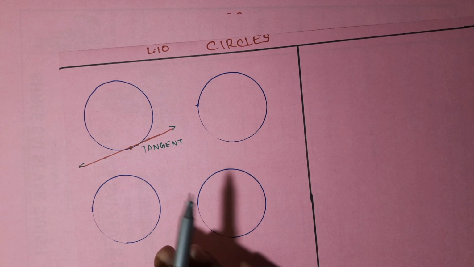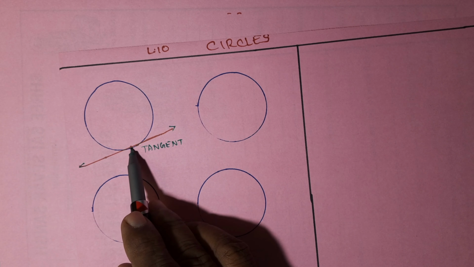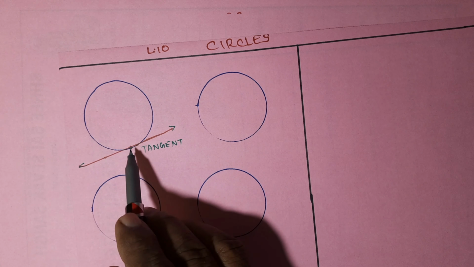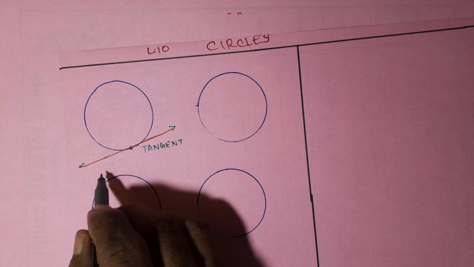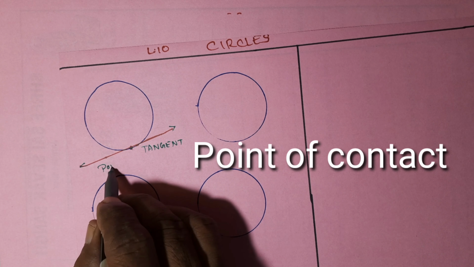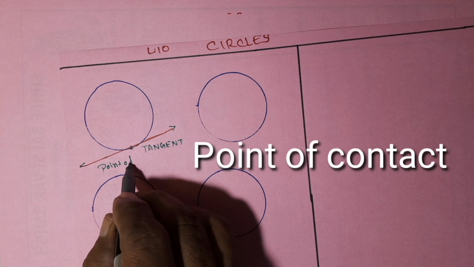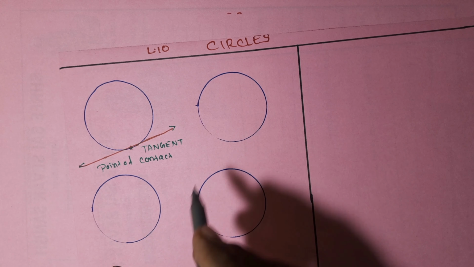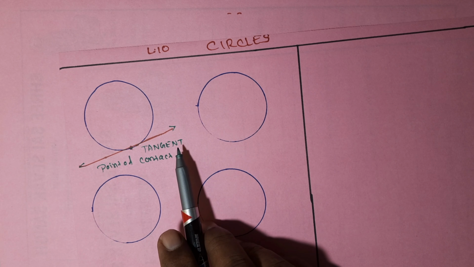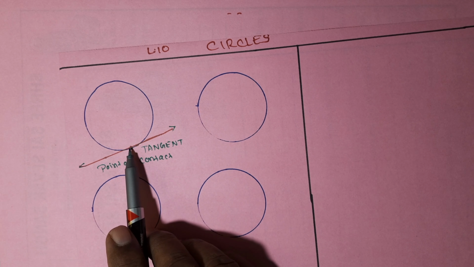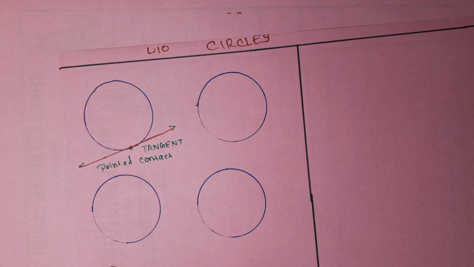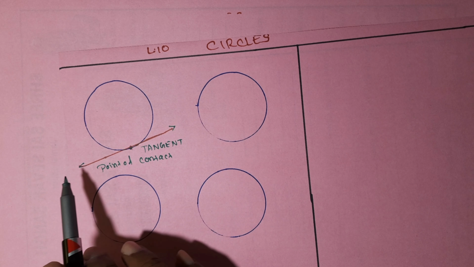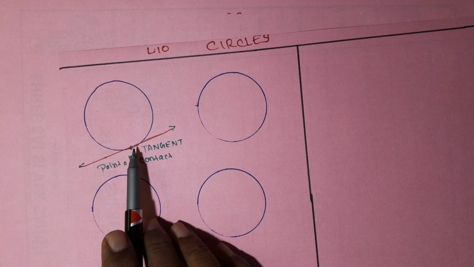And this point where it touches the circle, that point is called point of contact. Point of contact. Okay, remember this point. So one term, tangent, and this term where this tangent touches the circle, that point is called point of contact. Now, tangents touch the circle at only one point.